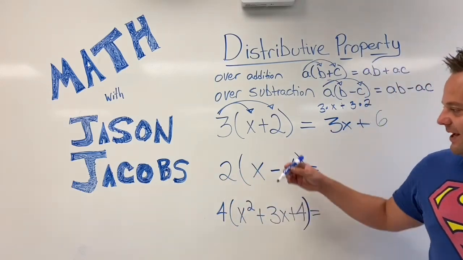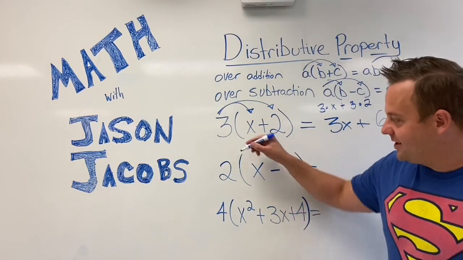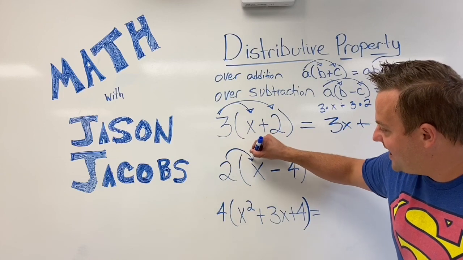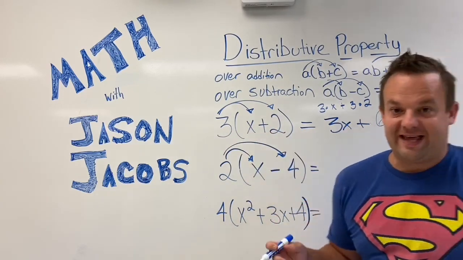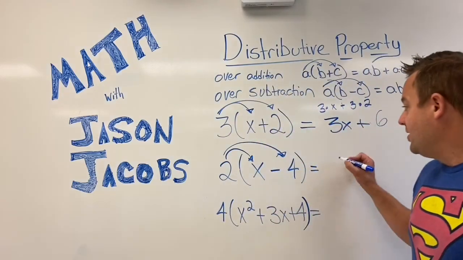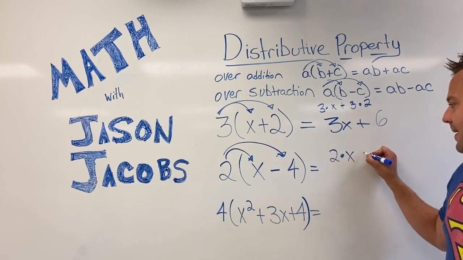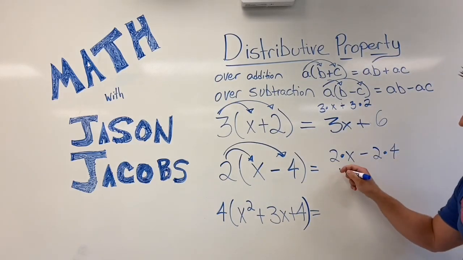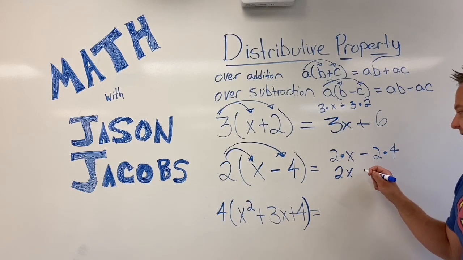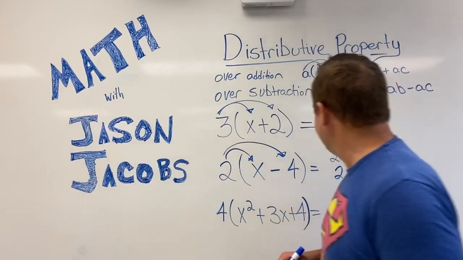So anyway, this is distributive property over subtraction, because of the subtraction sign here. 2 times x minus 2 times 4. I find the arrows really help, guys. So 2 times x minus 2 times 4. So that simplifies to 2x minus 8. 2x minus 8 right there.